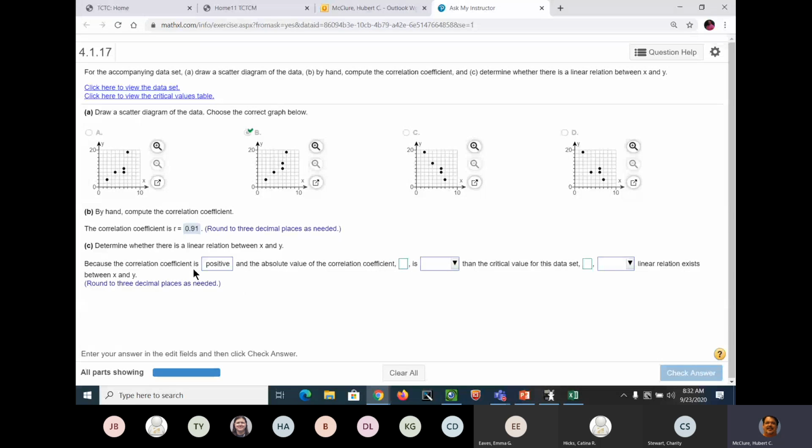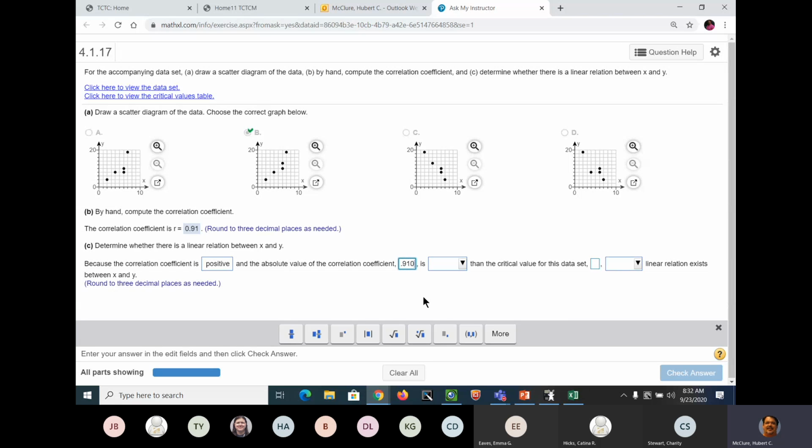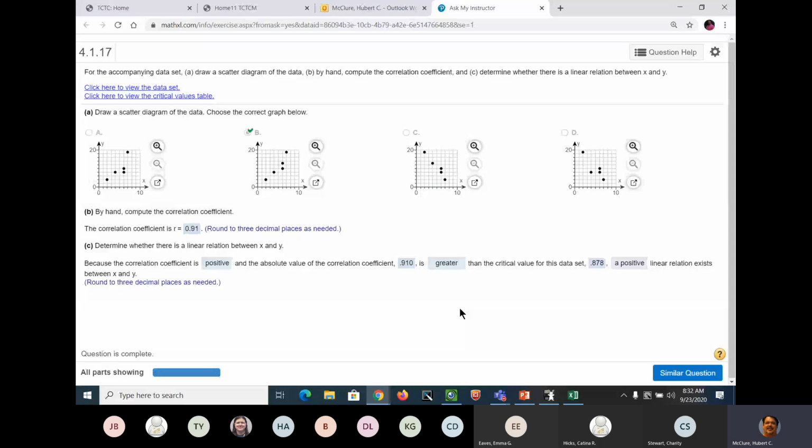So because the correlation coefficient is positive and the absolute value of the correlation coefficient, 0.910, is greater than the critical value of 0.878, a positive linear relation exists between X and Y. Okay, so make sure you write that down, because this would change to negative if you had a negative correlation, because point blah, blah, blah is less than 0.878, a negative correlation. And that's how you do that problem.